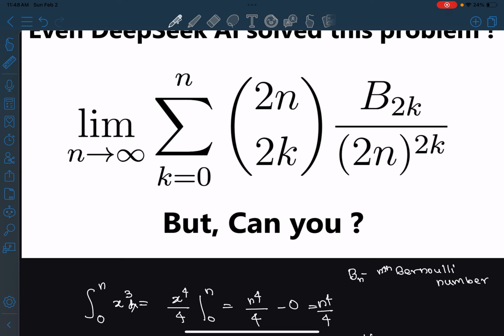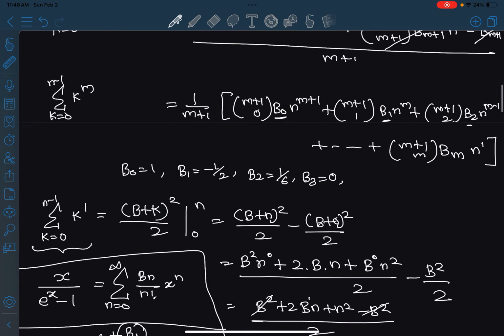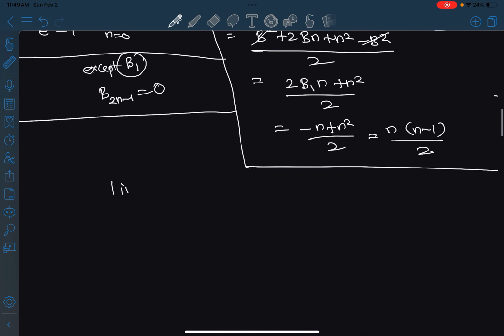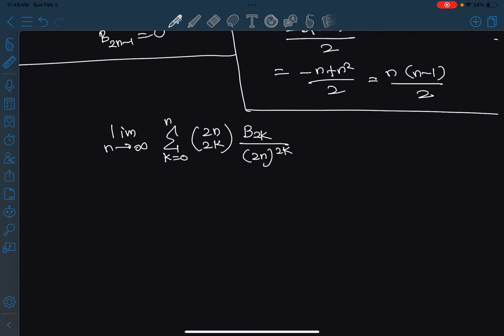We will do it the same way the Deepseek AI did, but we will discuss a bit more, right? So now we have the limit as n goes to infinity. What was the problem? The sum from k equals 0 to n of 2k b to the power 2k by 2n to the power 2k. Now notice that in this problem, n is going to infinity.